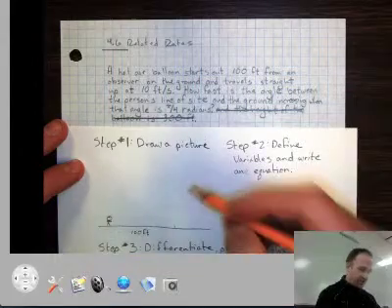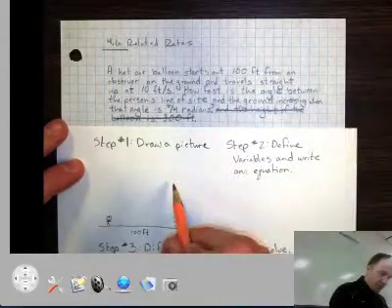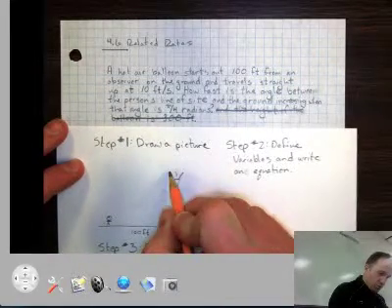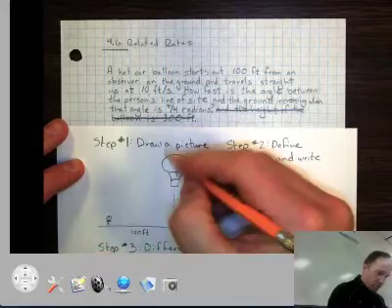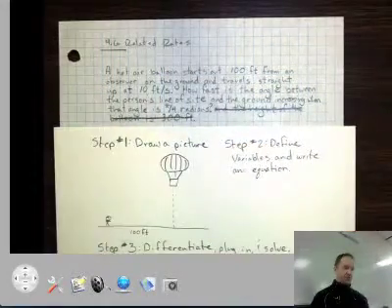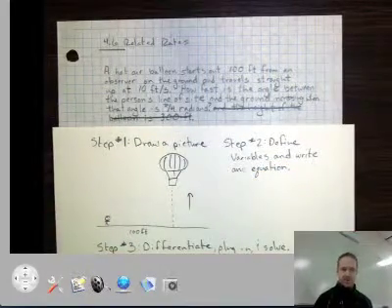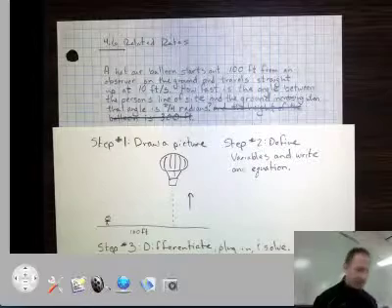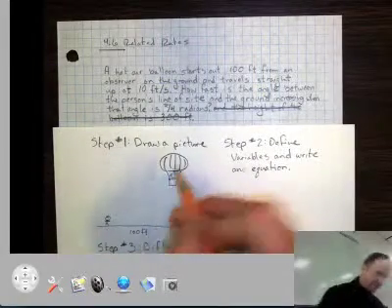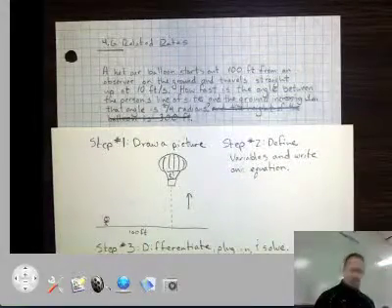That distance isn't gonna change. I'm gonna draw it up here a little ways, because since we know it is going up, so there is our hot air balloon. Let's put a person in there. There we go. And let's see.